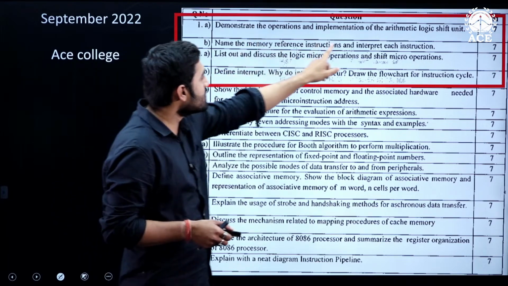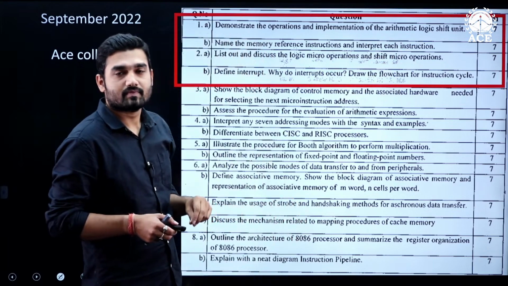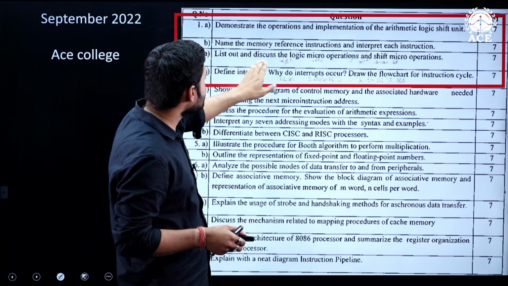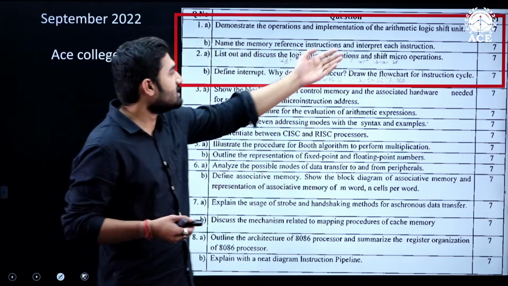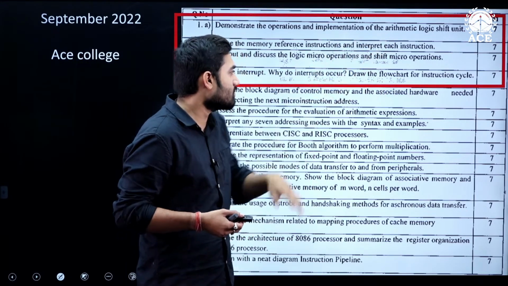So question 1, important point, look here: arithmetic logic shift unit. Okay, then see, list out and discuss the logic micro operation and shift micro operation. Again, arithmetic logic shift unit, they ask logic micro operation and shift micro operation.